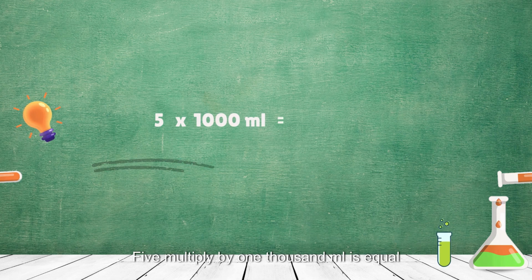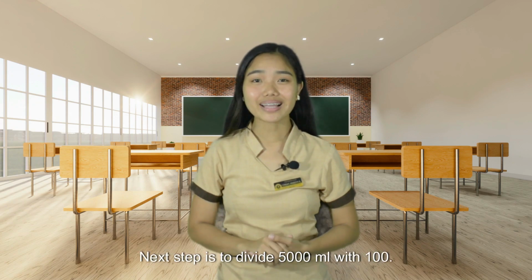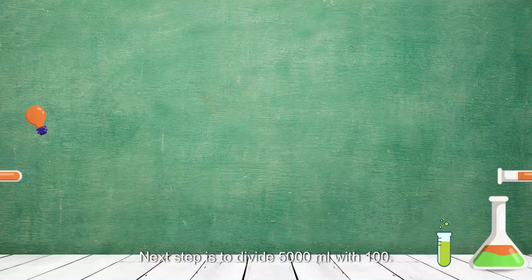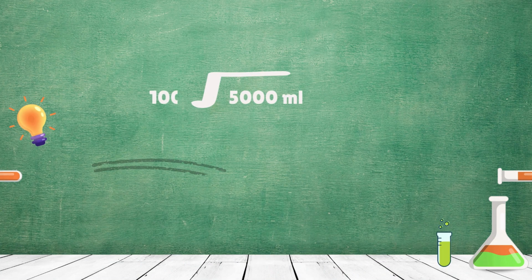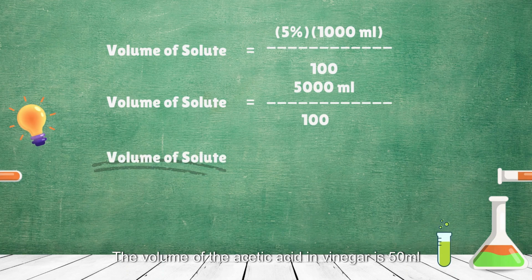5 multiplied by 1000 ml is equal to 5000 ml. Next step is to divide 5000 ml by 100. The answer is 50 ml. The volume of the acetic acid in vinegar is 50 ml.